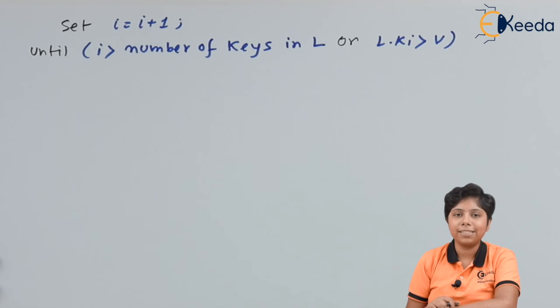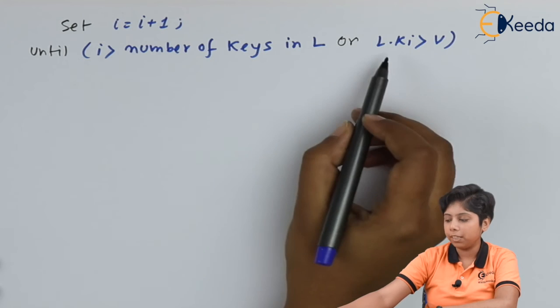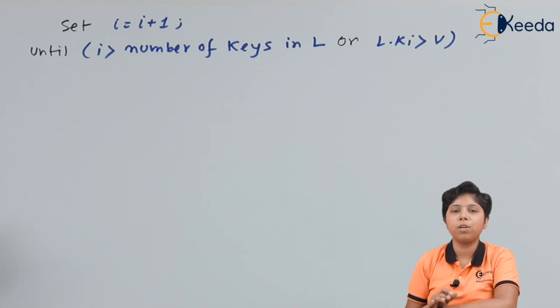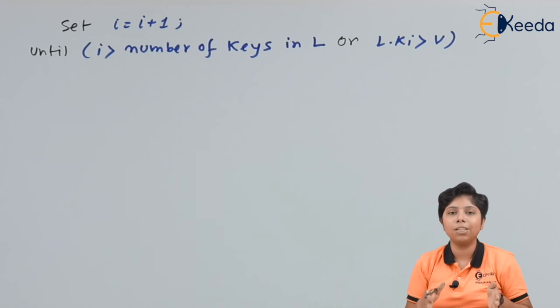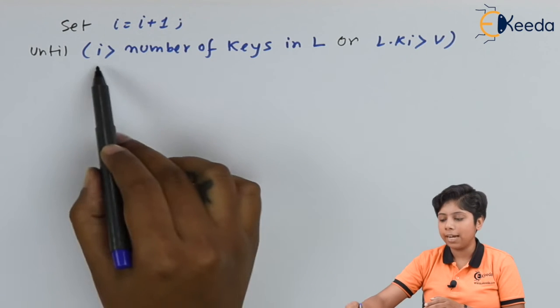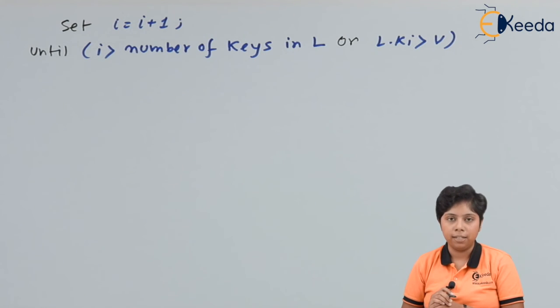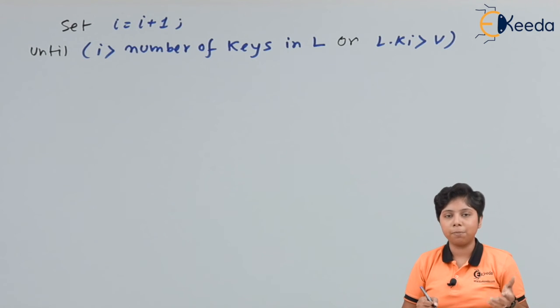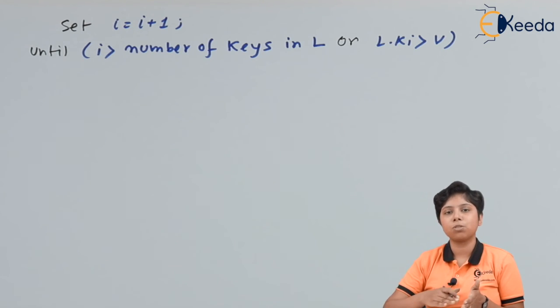Now we will move to our next entry. We will repeat this until we find something that is greater than V. That means we have traversed all the left leaf nodes, and now we have finished with the left leaf nodes, and we will move to the next parent node so that we can go to the right leaf node. This continues until i is greater than the number of keys in L. That means if the number of keys in L is 4 and i is 5, we have covered 4, and the next step is for moving to the right node.